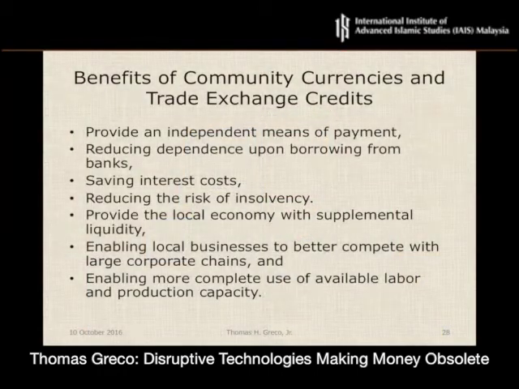So the benefits of community currencies and trade exchange credits: they provide an independent means of payment that does not involve the banks, that can be interest-free, and that we can have under our own control at our local community level. So that reduces our dependence on bank borrowing, reduces our interest costs, reduces the risk of insolvency, because now we don't have to speculate about our ability to acquire dollars or ringgit or other official currency. We can transact business in our own currency. And it provides the local economy with supplemental liquidity.